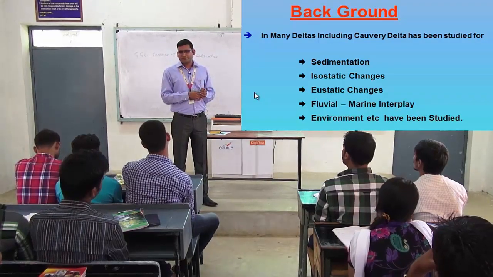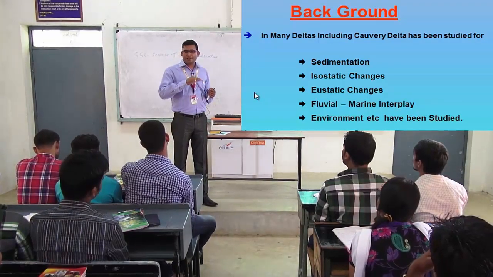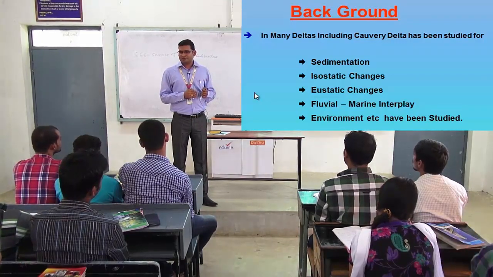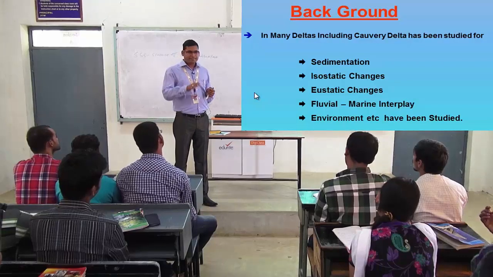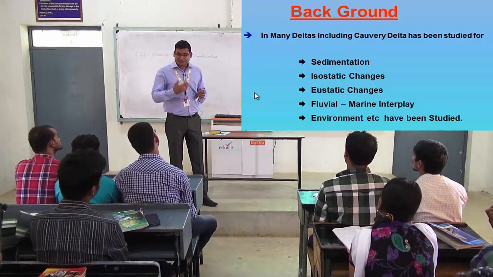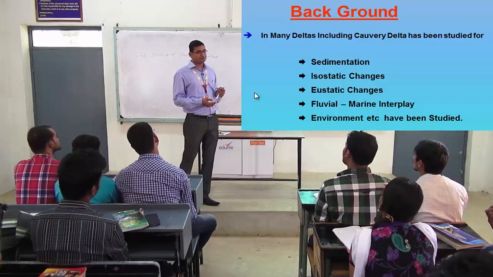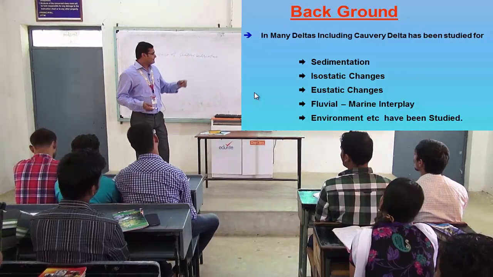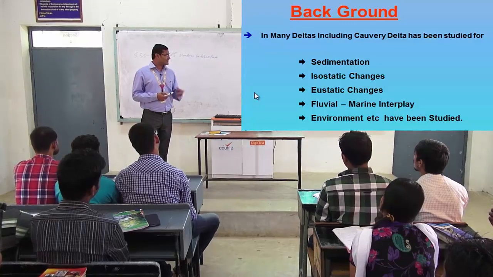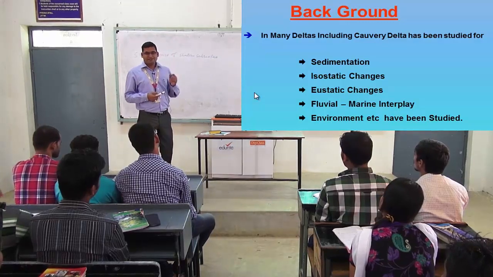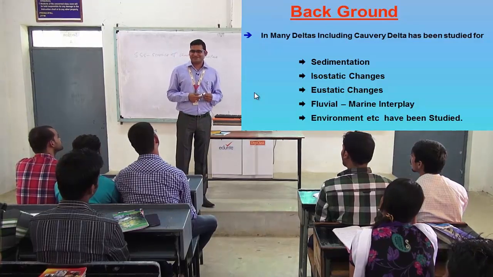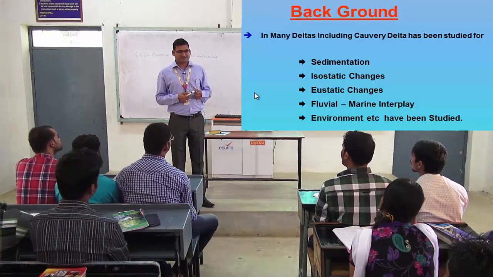That deposition is what we are calling sedimentation, that means layer by layer it is deposited near the ocean or near the sea level, sea area, and that is what we call the delta. The process of layer by layer formation is called the sedimentation process. And once again it has isostatic changes and eustatic changes. Then the question comes to everyone's mind, what are isostatic changes and what are eustatic changes?